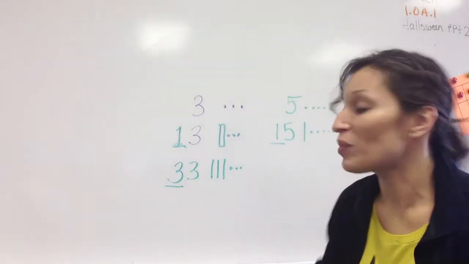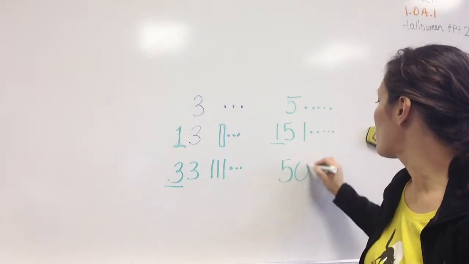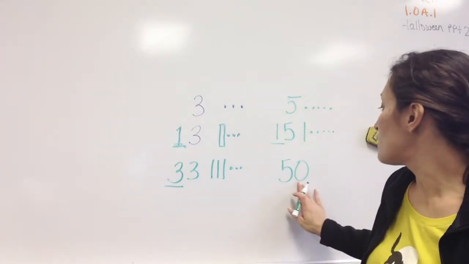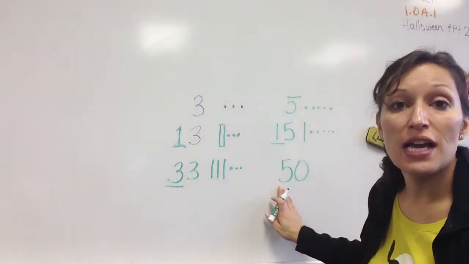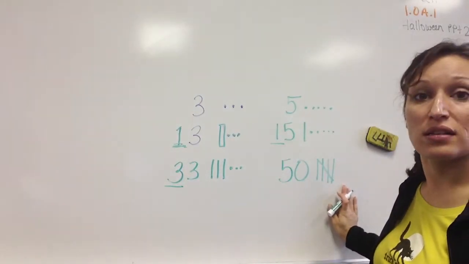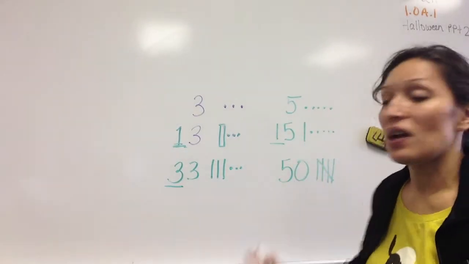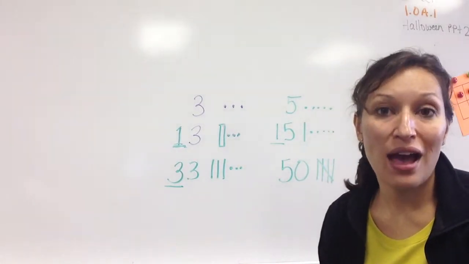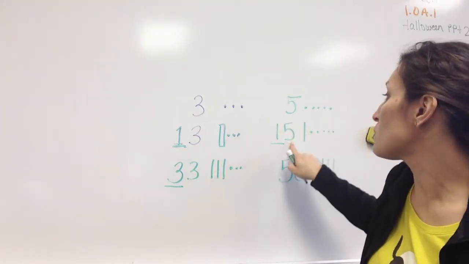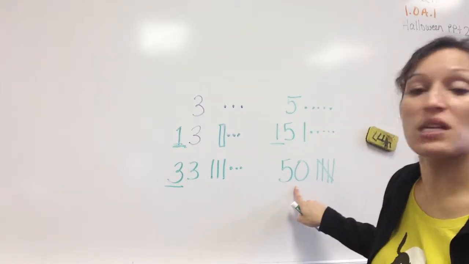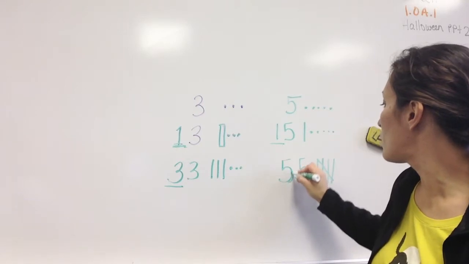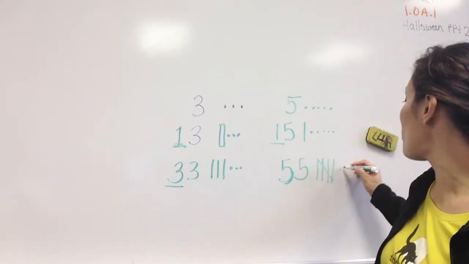Now let's look at the next number, 50. 50 has 0 ones and 5 tens. No ones. So the pattern we see is that as we add more tens to a number, it changes the number, but sometimes the ones will still stay. If I wanted to change this number to 55, I changed my tens, but I still have my 5 ones.